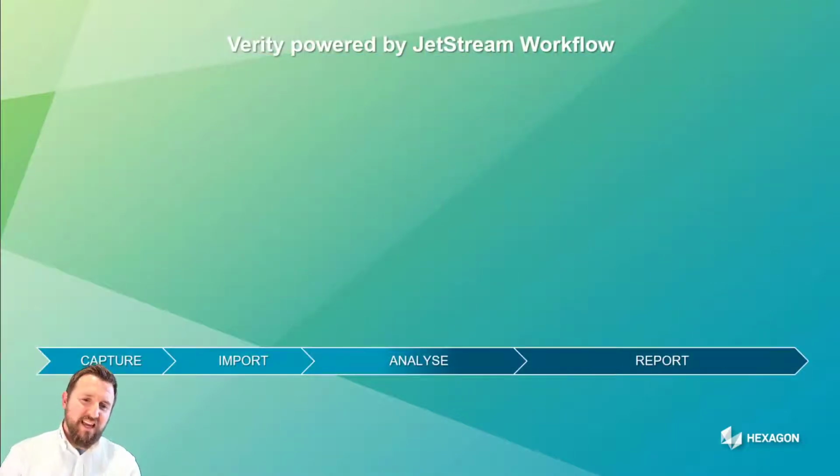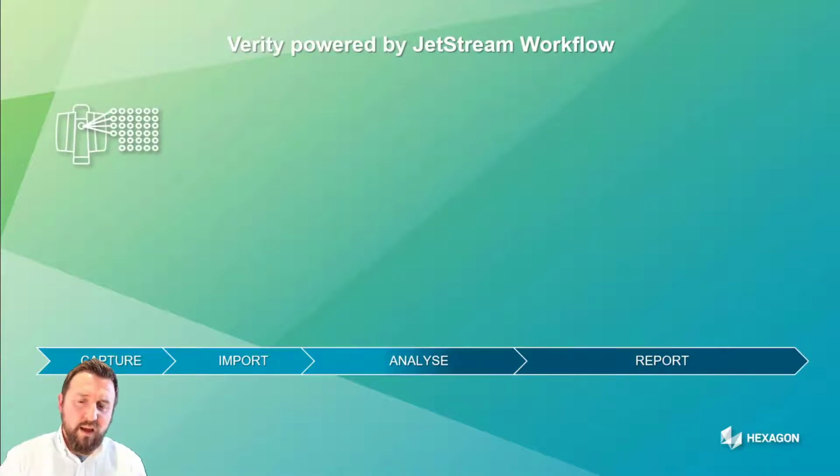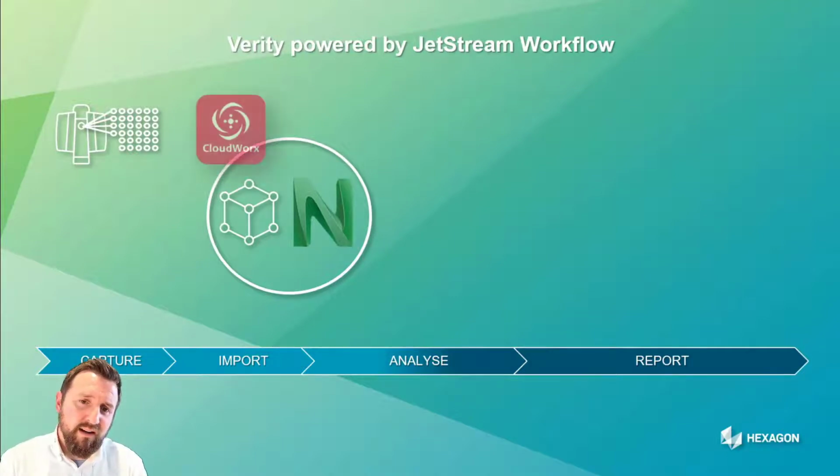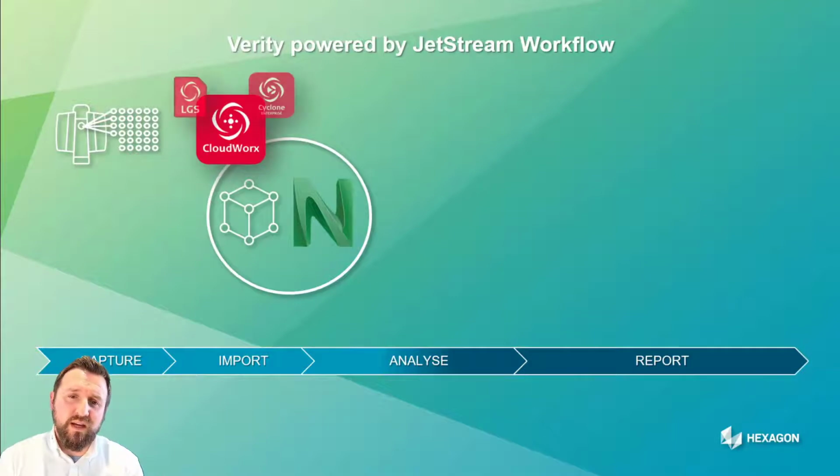So again, you've seen this before: capture, import, analyze and report. At the first stage, we obviously have our point cloud data coming from our scanner and our sensors, and as we've seen, that could be from any of our terrestrial scanners or the BLK2Go. And then we have Navisworks with our 3D model, our design model, which normally has come from somewhere upstream, maybe Revit, and you may have other models coming directly into Revit, and this is what you want to analyze. So you have CloudWorks, and you can bring in your LGS file or your data from maybe Cyclone Enterprise.